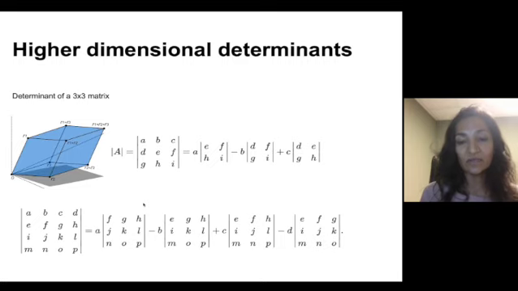Higher dimensional determinants are somewhat harder to compute. Here's a 3x3 determinant, and it is computed recursively using determinants of 2x2 submatrices. So you have each entry in the first row, A, B, and C, scaling the determinant of a submatrix formed by rows and columns that this entry is not in. So A times the lower right submatrix, B times the submatrix formed by these 4 entries, and C times the lower left submatrix. This kind of recursive approach also works in higher dimensions.